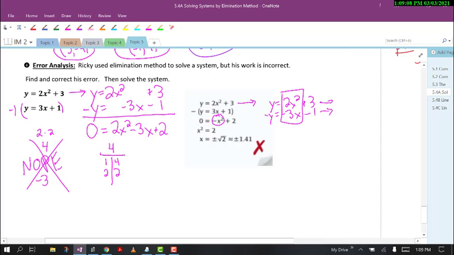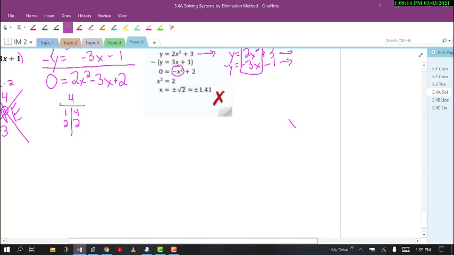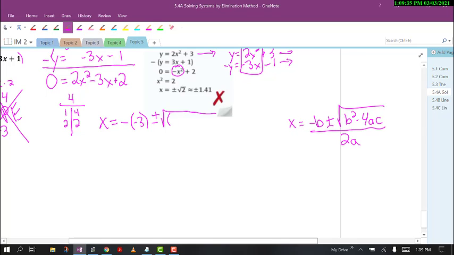So another way to solve for x, since it can't be factored, is to use the quadratic formula. Negative b plus or minus the square root of b squared minus 4ac all over 2a, where a is 2, b is negative 3, and c is 2. So I'm going to use that to solve for this. Negative b plus or minus the square root of b squared minus 4 times a times c all over 2 times a. So all I did was substitute in the values a, b, and c. Now I need to work this out.